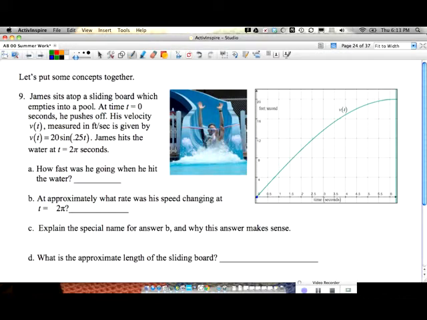His velocity is measured in feet per second, and it's given right here, 20 sine 0.252. It says, how fast is he going when he hits the water? So it looks like he stops right here. So here's where he hits the water. And if he's hitting the water there, it's asking how fast was he going. It looks like he was going 20 feet per second.